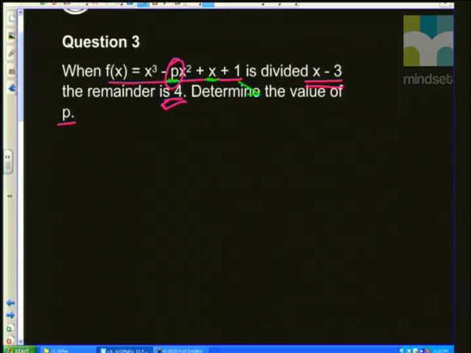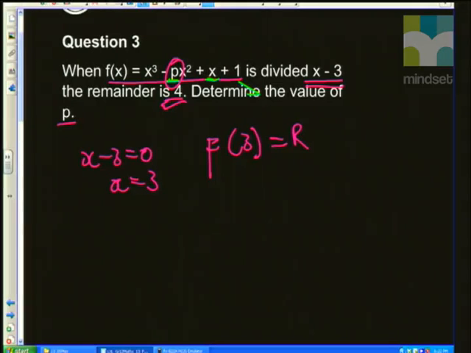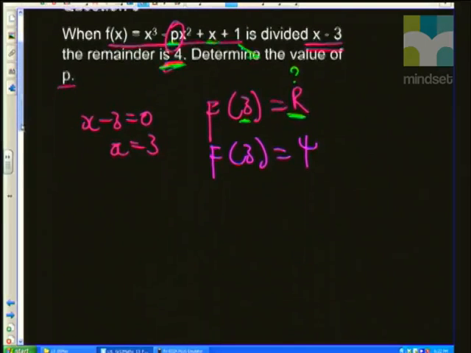It means that if I take x minus 3 equal to 0, same principle, x is equal to 3. It implies that if I take f at 3, remember, you get the remainder. If you substitute 3, you get the remainder. But now, what is this remainder? It's given, which is 4. So this means that f of 3 is equal to 4. Then now, I can solve for p.